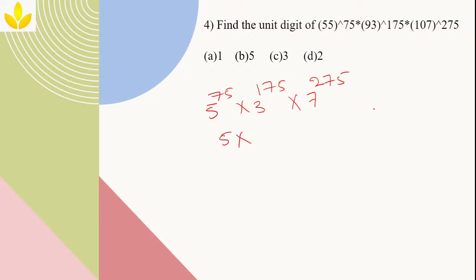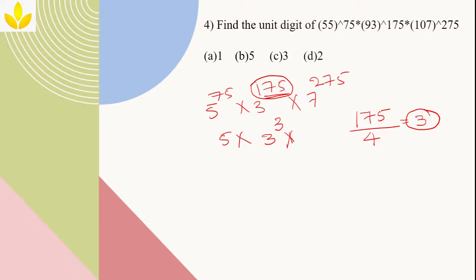I'll tell you how the cyclicity helps for 3, you'll understand it now. Take this power 175. I told you what is the cyclicity for 3. The cyclicity for 3 is 4. Now 175 divided by 4, find the remainder. If you divide 175 by 4, you will get the remainder as 3. Now instead of 175, you have to write this remainder here, 3 to the power 3.